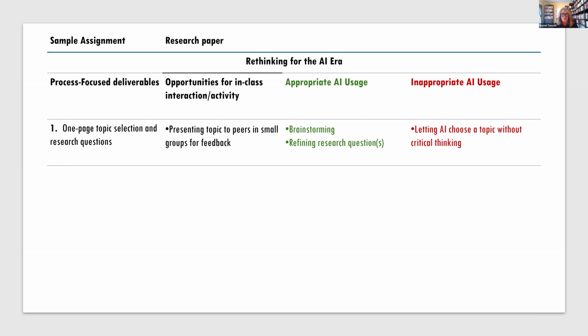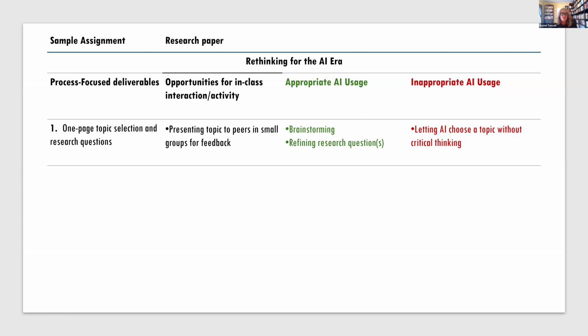So for that research paper, what could the first step be? Well, we might assign them a one-page topic selection in which they decide on a research question or research questions. And when they come into class, we might have them present that topic to their peers in small groups for feedback so that they're engaging with the language of their ideas and having to talk about it and think it through with partners. We might then, in class during the preparation for that topic selection, use AI to brainstorm. We might use it to experiment with refining research questions. We would then also remind them that just letting AI choose a topic without any critical thinking would be inappropriate.